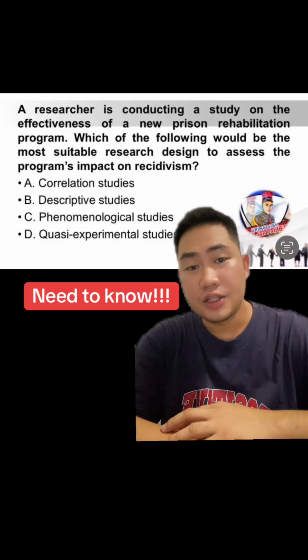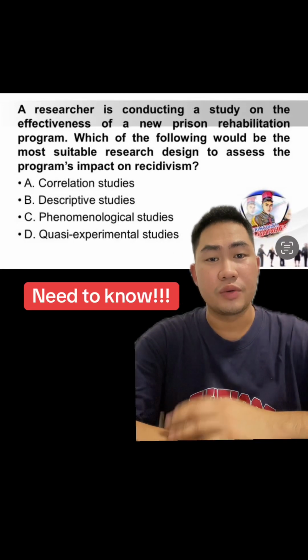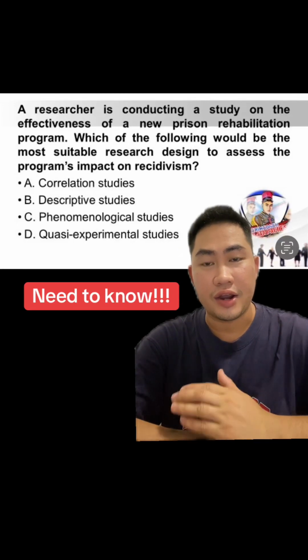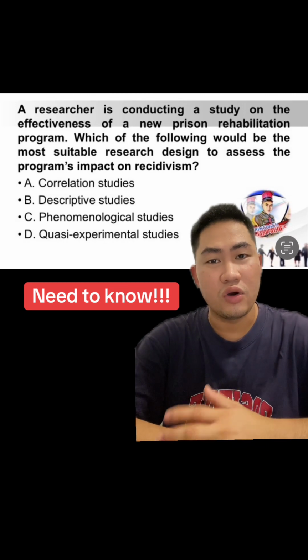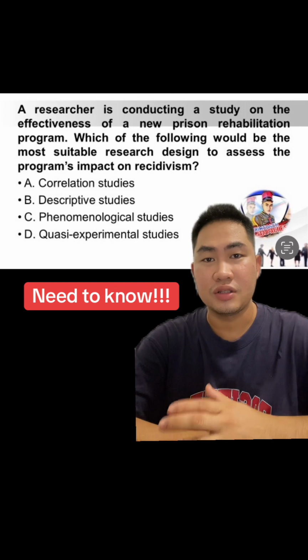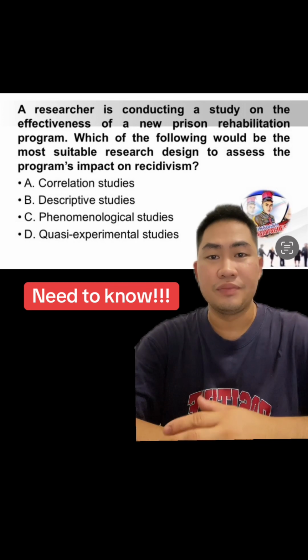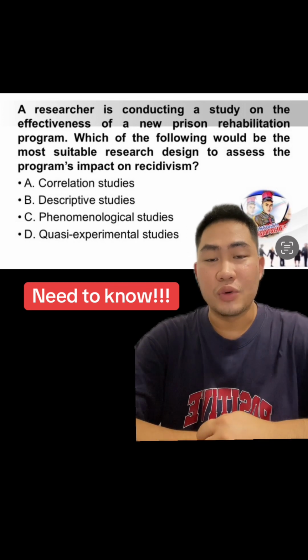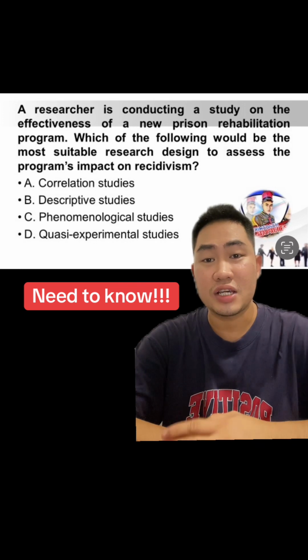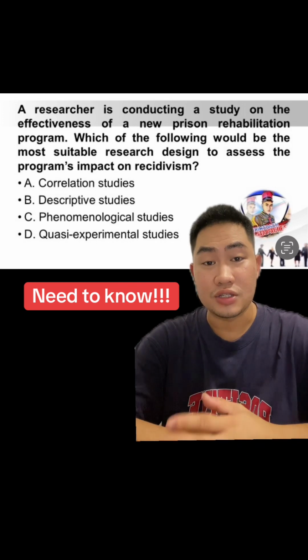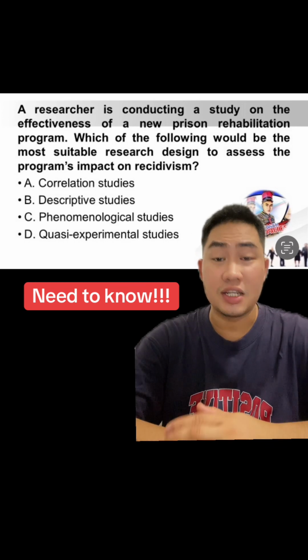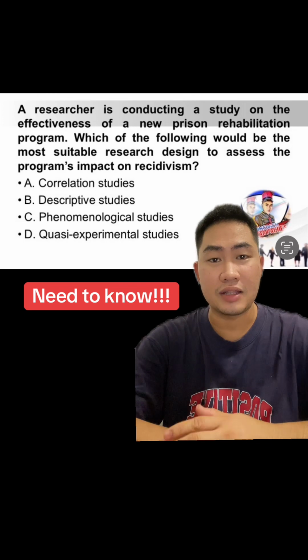So let's try to answer another criminology board question under the criminology area. So the question is, a researcher is conducting a study on the effectiveness of a new prison rehabilitation program. So which of the following would be the most suitable research design to assess the program's impact on recidivism? Letter A, correlation studies. Letter B, descriptive studies. Letter C, phenomenological studies. And letter D, quasi-experimental studies.